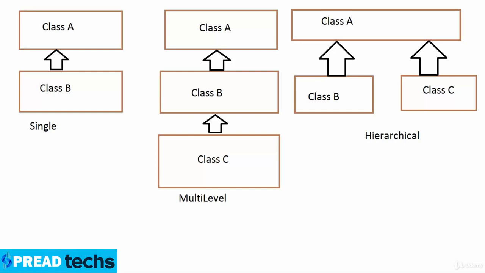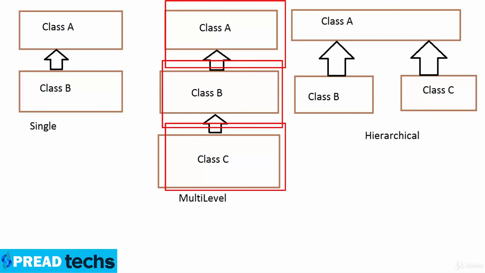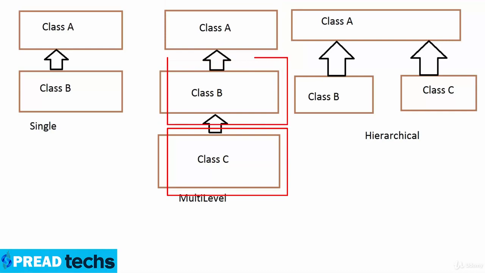So first of all, I will discuss single inheritance in Java. Single inheritance refers to a child and parent class relationship where a class extends another class, like class B extends class A. Multi-level inheritance refers to a child class and parent class relationship where a class extends the child class. For example, class C extends class B and B extends class A.